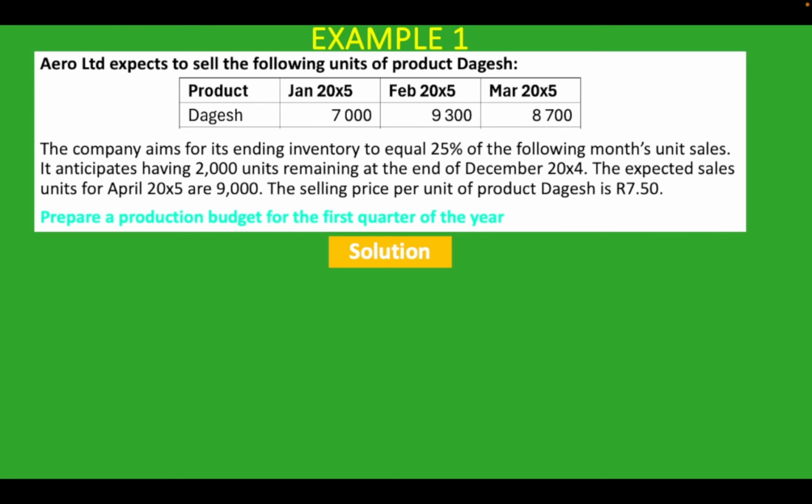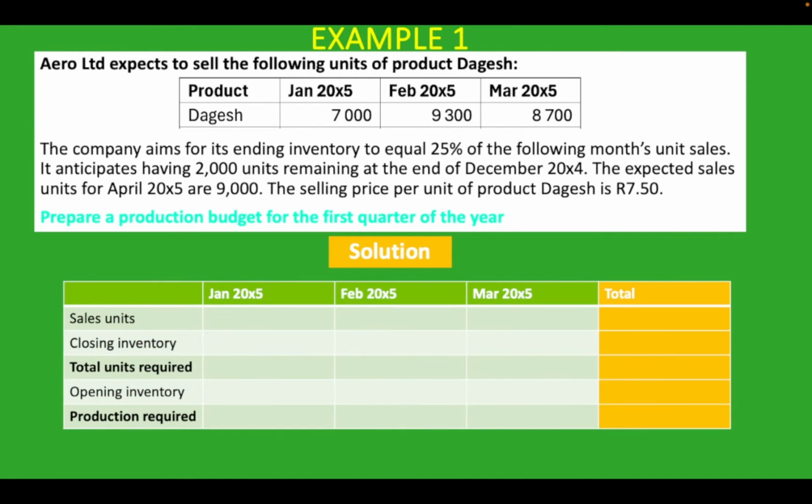Well, here is a very helpful format that we always use when preparing the production budget. Here we go. We have the columns here for each of the 3 months in our quarter, January, February, and March, and we have the total because we want to see how much it is in total for the quarter. And then on our first column, we've got the details that we have to put in here.